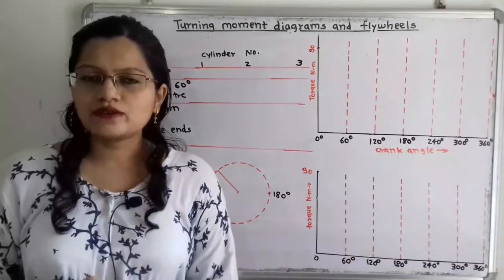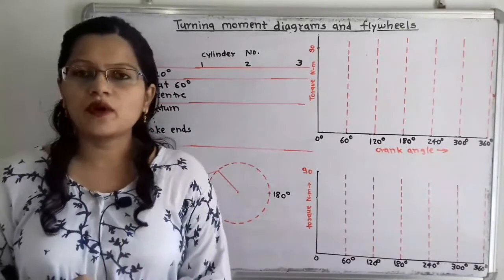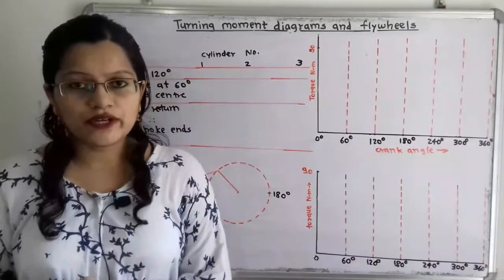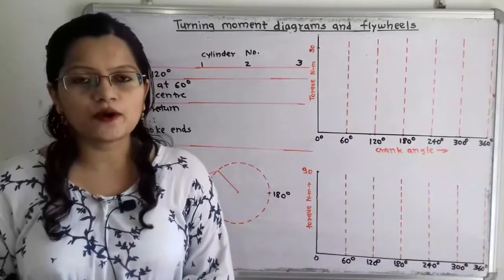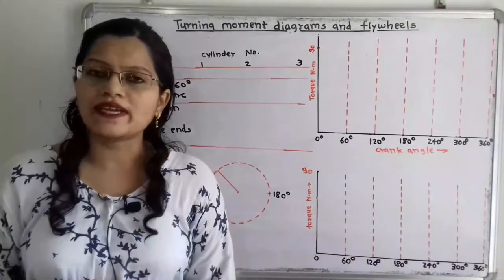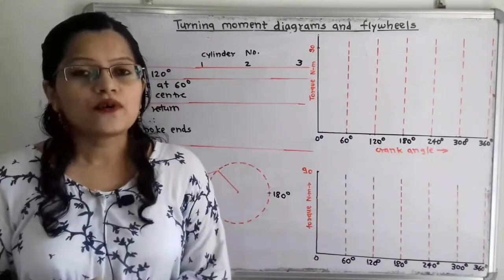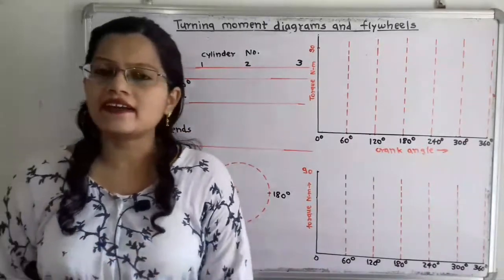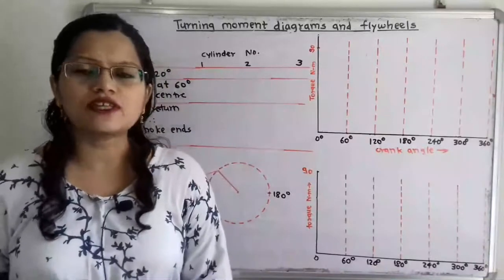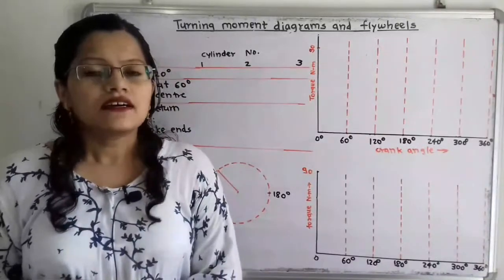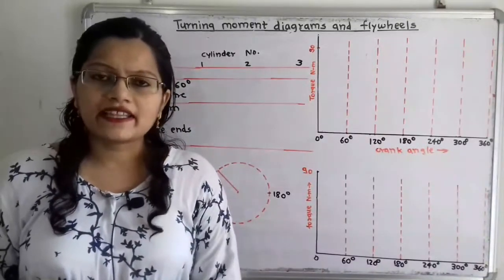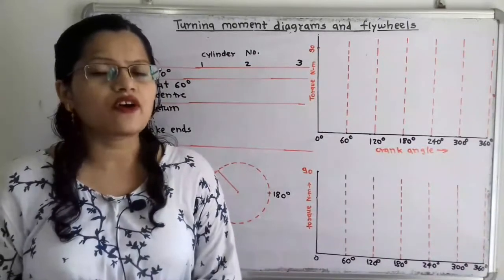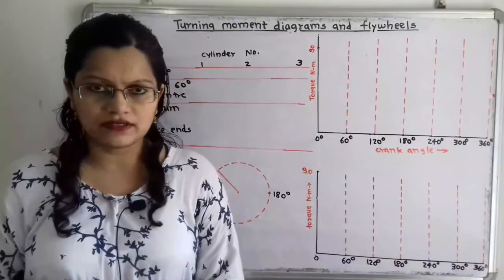Today we are going to solve a problem on turning moment diagram and flywheel. In this video, we are going to use simple basic formulas instead of complicated formulas. We are also going to learn how to draw the torque crank angle diagram for an individual cylinder and the resultant torque angle diagram for 3 cylinders by understanding the working of a single acting engine.